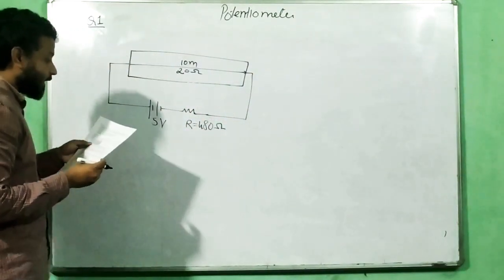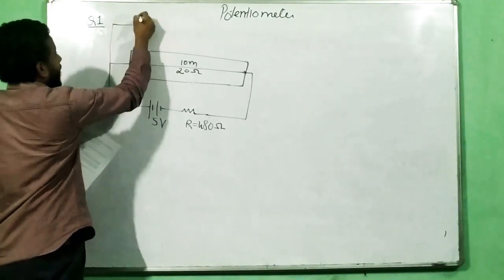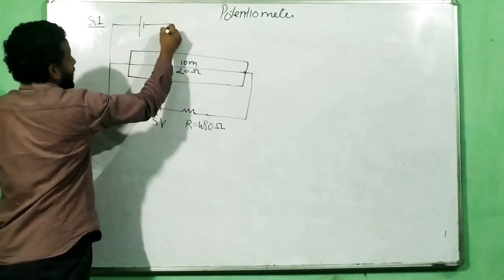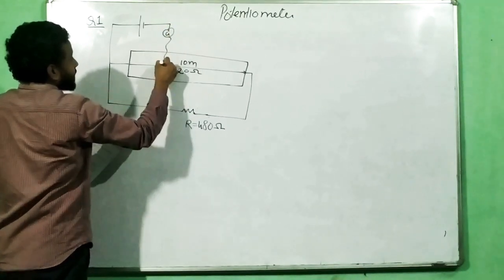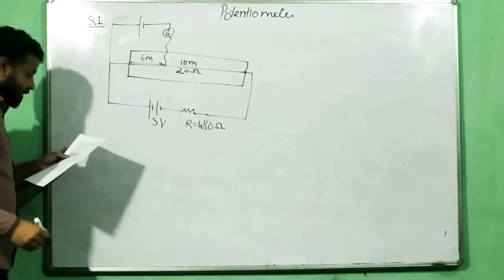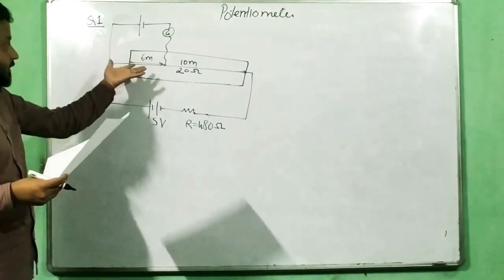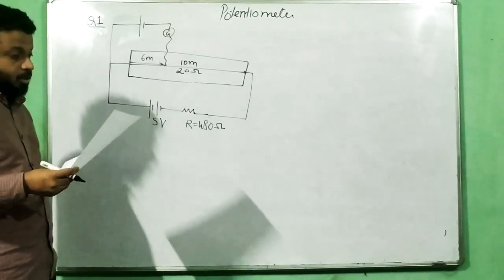Now the question says that an unknown EMF is balanced at 6 meter of the wire. So I have an unknown EMF over here and that is balanced over a distance of 6 meter. This is the 6 meter. Now the question is, draw the circuit diagram of the arrangement shown above. So this is the circuit diagram shown above.